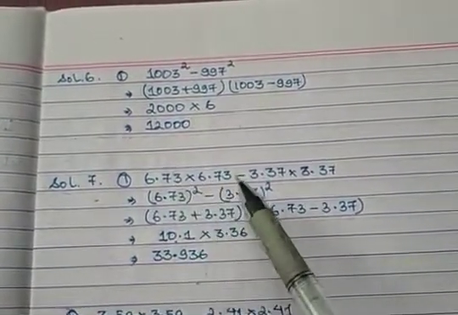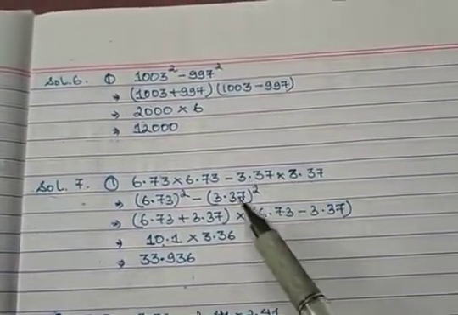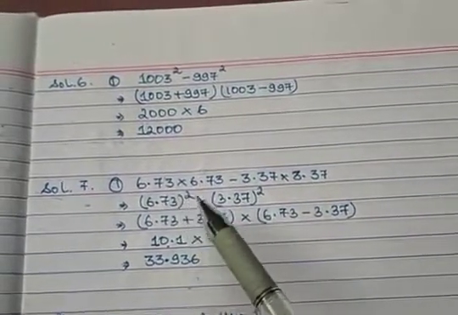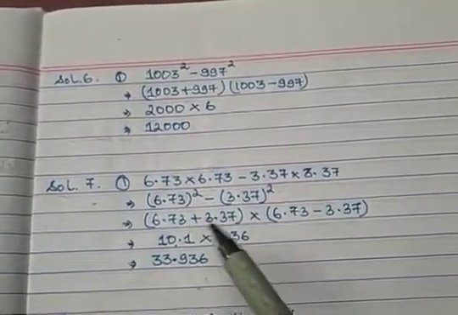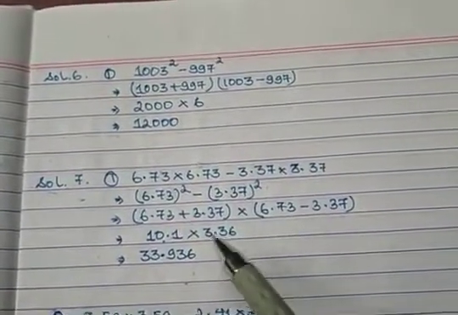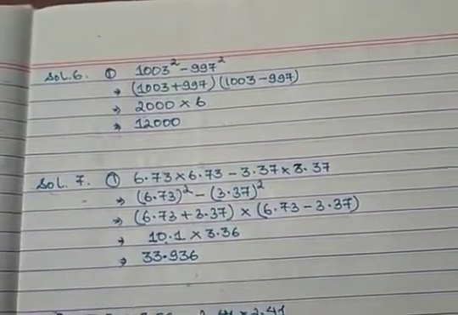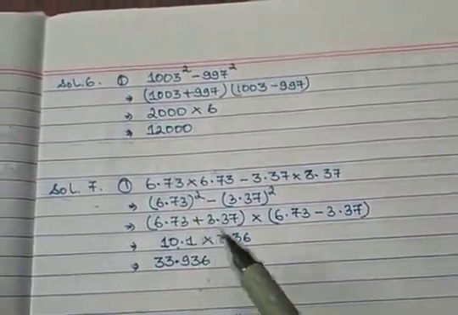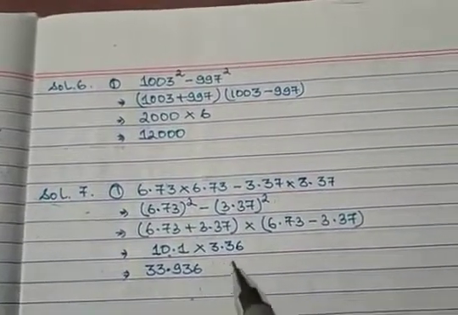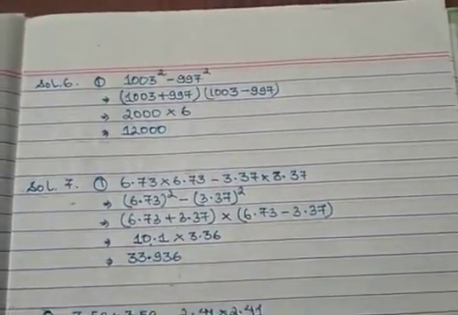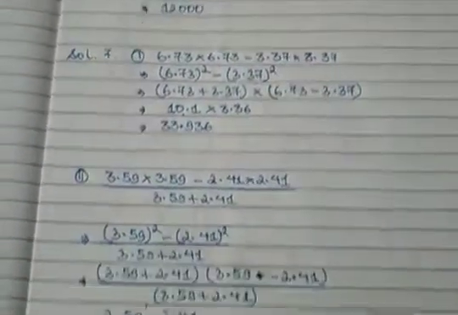So 6.73 into 6.73, we can write it as 6.73 whole square minus 3.37 into 3.37, so 3.37 whole square. Again, a square minus b square, so a plus b, a minus b. So after adding these two, I got 10.1. After subtracting these two, I got 3.36. Now multiplying these two, you will get 33.936. Just as I've already said, no matter what the number is, you will get your answer. But if it was given 3.27, it would have been easier. I guess there's a slight printing error.